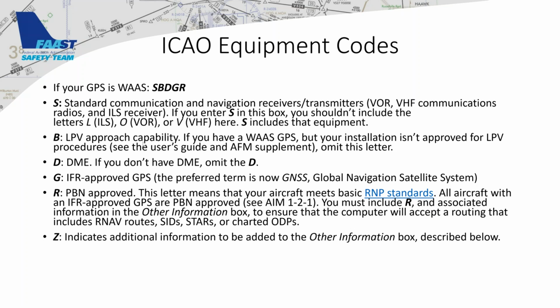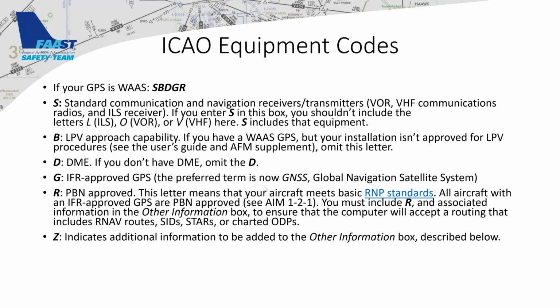You need to make sure that your flight supplement that you get with your GPS says that you are indeed WAAS capable before you put that LPV. You put D, since with your LPV GPS, you also have DME. G for IFR approved GPS. Now, if you look on systems like ForeFlight or other flight planning tools that help guide you through this, this is going to be called a Global Navigation Satellite System, GNSS. So don't look for GPS, look for GNSS. And then PBN approved, which is R.